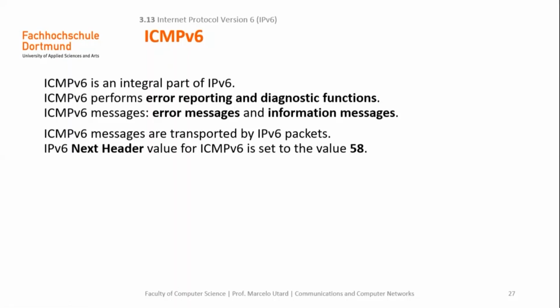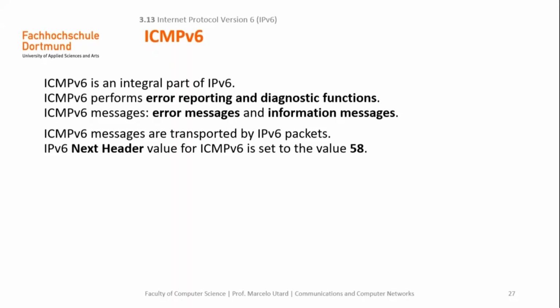ICMP version 6 is an integral part of IP version 6. ICMP, Internet Control Message Protocol version 6, like in the case of version 4, performs error reporting and diagnostic functions. ICMP version 6 messages then exchange or send error messages and information messages. The information messages are related with the diagnostic functions supported by ICMP version 6.